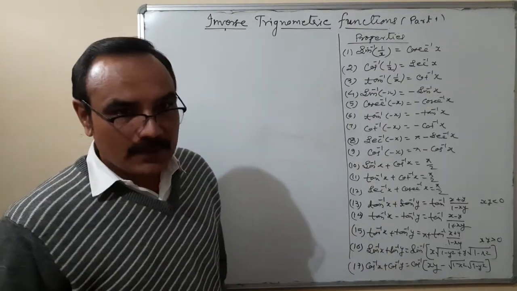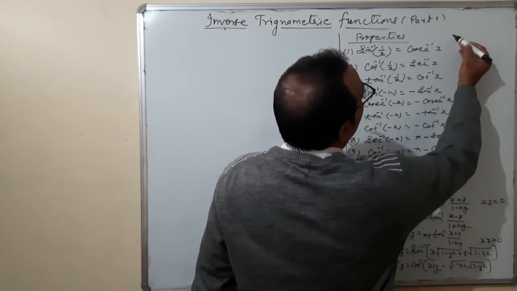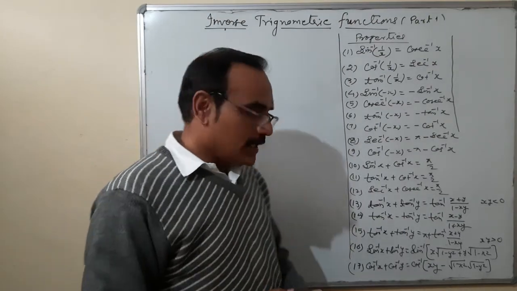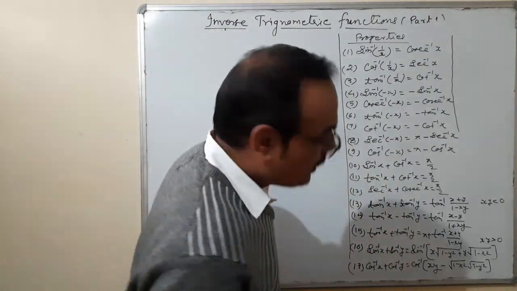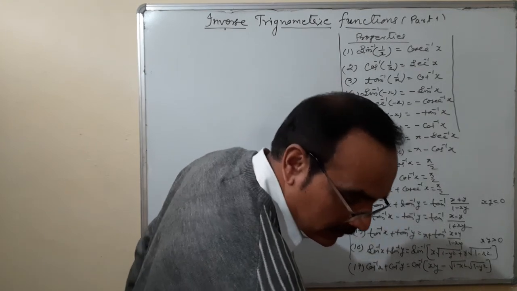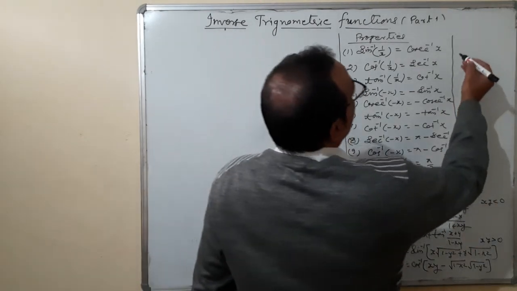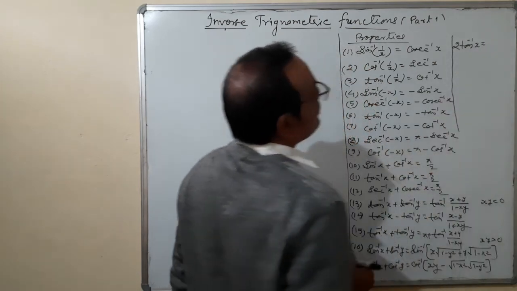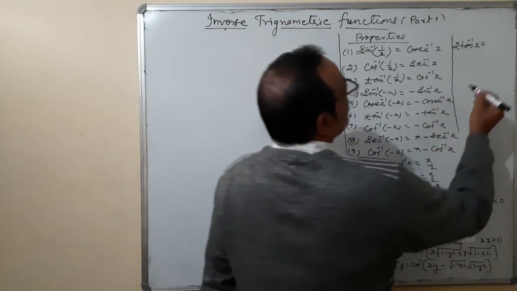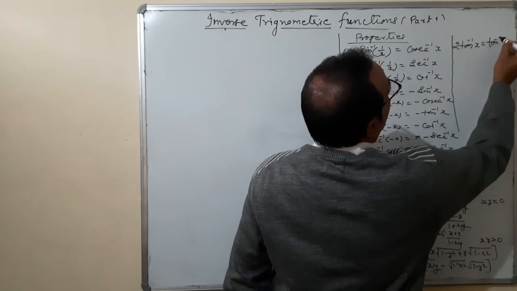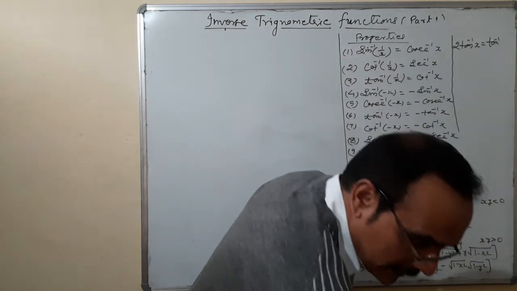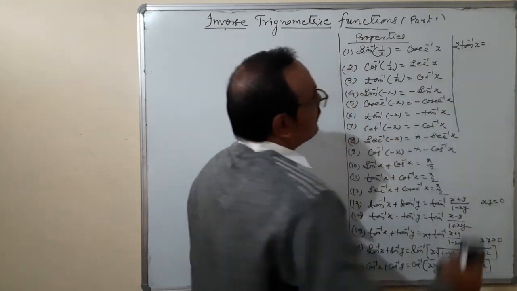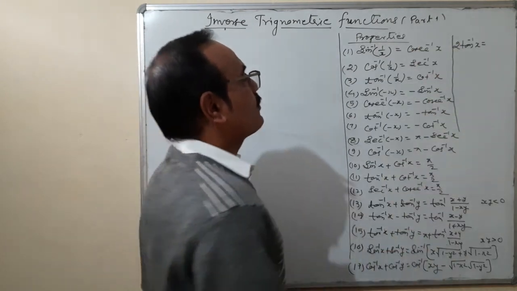Okay, and I am writing three more properties. They are in the form of sin, cos and tan, like 2 tan inverse x. These three properties are in the form of sin, cos and tan.